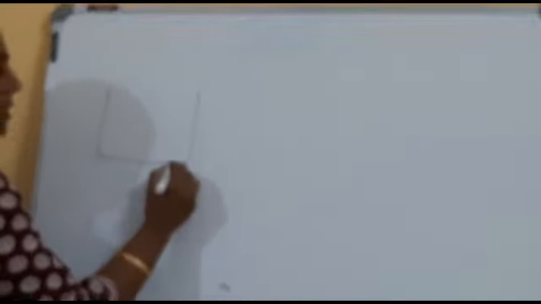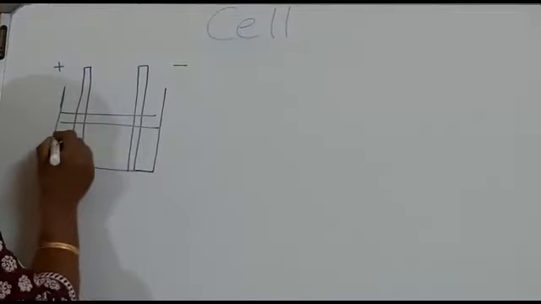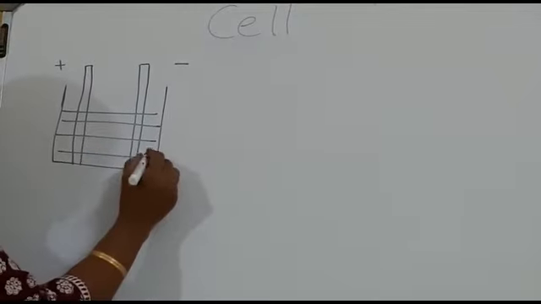So in any cell, only two things are very important. First one, electrodes. So there are two types of electrodes. One is anode, other is cathode. And second important thing is electrolyte.